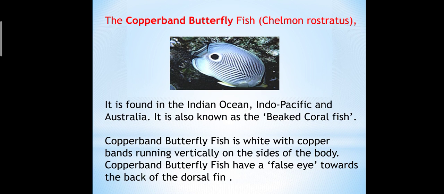The copperband butterfly fish is found in the Indian Ocean, Indo-Pacific and Australia. It is also known as the beaked coral reef fish. Copperband butterfly fish is white with copper bands running vertically on the sides of the body. It has a false eye towards the back of the dorsal fin.